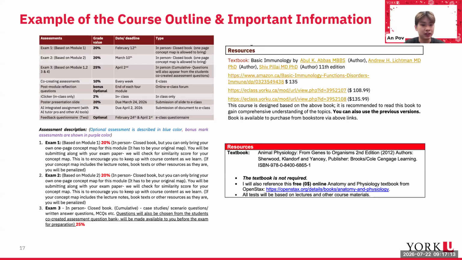So this slide shows an example of the type of information you would find in a course outline. I would really recommend using the course outline as a planning tool. Add important dates to your calendar, including assignments, quizzes, midterms, final exams, participation expectations, and office hours. So this type of information will be found in your course outline.